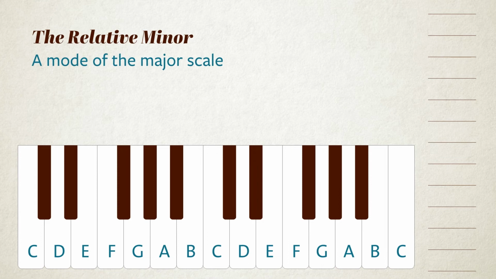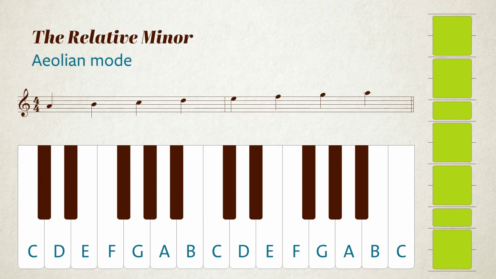One last thing. You don't need to know this, but the name of the sixth mode of the major scale is the Aeolian Mode. Now, unless you're especially interested in folk music or jazz, you might not learn the names of the various modes, but if you ever hear the Aeolian Mode mentioned, you'll know it's actually just the same as the relative minor scale. So that's it. The relative minor is the sixth mode of the major scale.